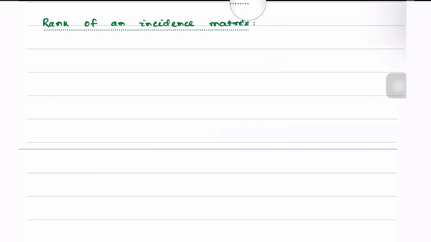So let's get started. This property pertains to the rank of the incidence matrix. So let's directly write it. Rank of an incidence matrix. We know that it's not necessarily a square matrix. Its dimension is n cross m. Okay, so how do we calculate its rank? And it goes this way.